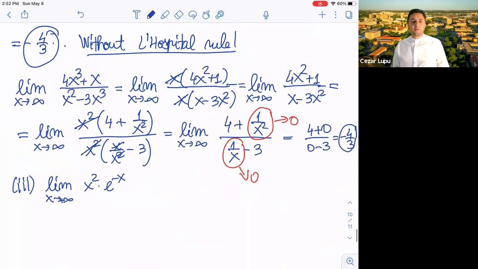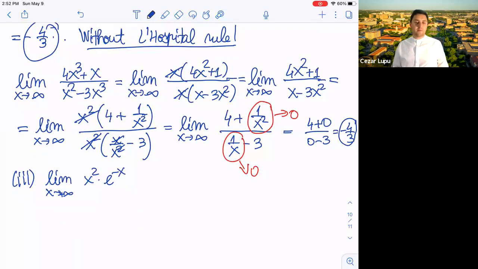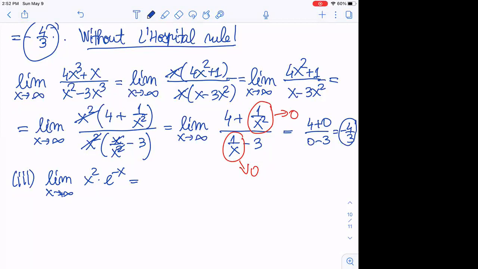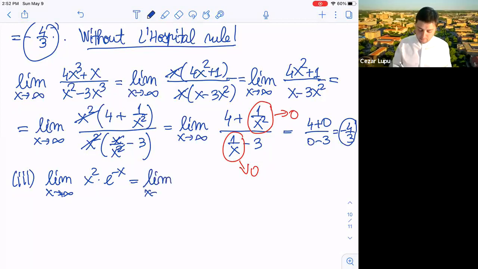All right. Again, this is a standard prototype for L'Hopital rule. So we can write this as the limit as x approaches infinity of x squared over e to the x. Again, it's infinity over infinity. So we use L'Hopital rule.